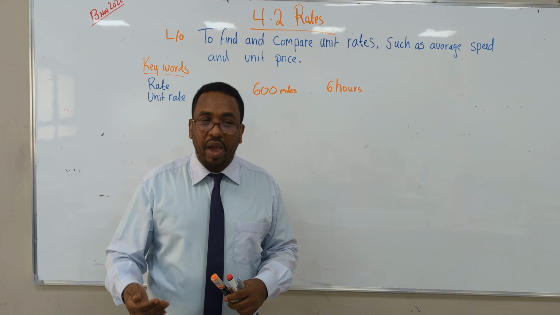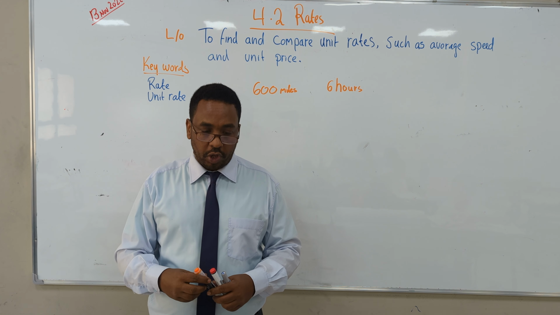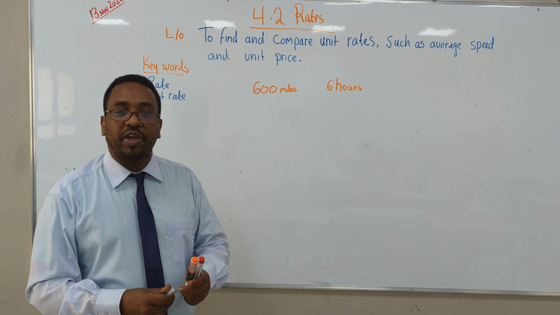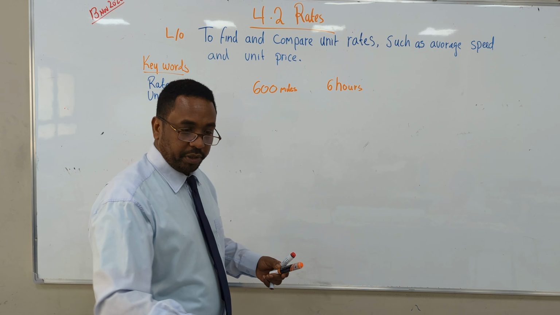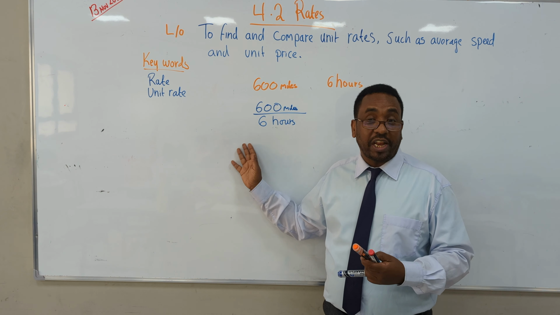In other words, we have to write it as a ratio. Remember, a ratio compares two units. So the ratio we need to write is 600 miles divided by 6 hours. Our main aim is to find out what is per hour. This is a fraction, and it is also the ratio.